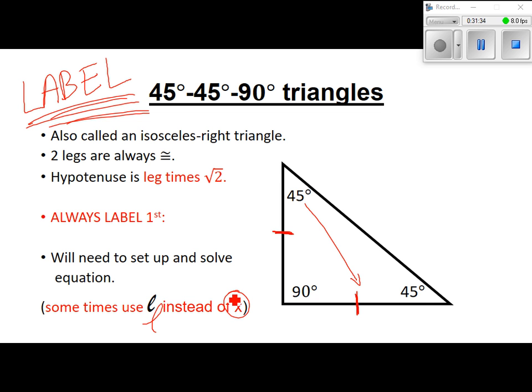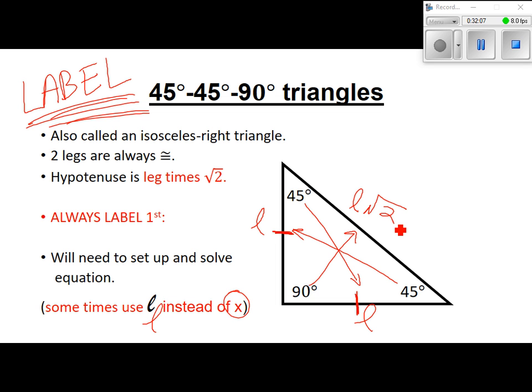And then poor Gentry gets confused about the X that he stuck in and the X that they put in, and are they the same? And so when I label it, the side across from that 45-degree angle, I put that cursive L. Side across from the other 45-degree angle. If those two are the same and this one's the cursive L, what's this one going to be? The cursive L. The side across from the right angle is always that cursive L times the square root of 2.